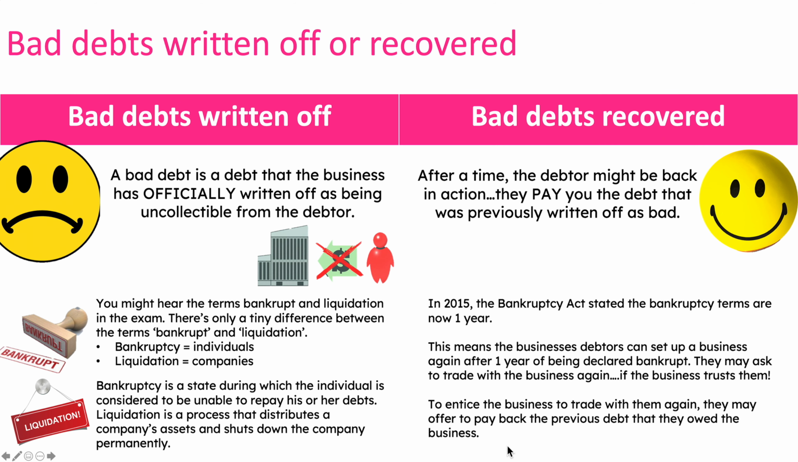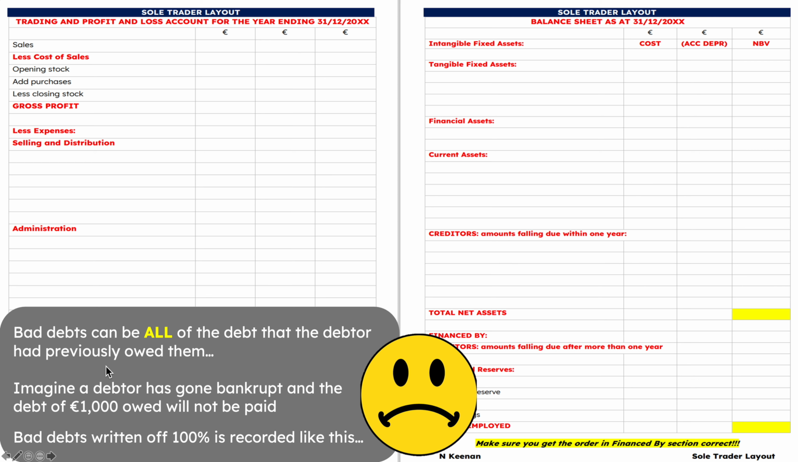that they owed the business. So bad debts recovered can be all of the debt that the debtor had previously owed them. So imagine a debtor has gone bankrupt and the debt of €1,000 owed will not be paid. Bad debts written off 100% is recorded like this.